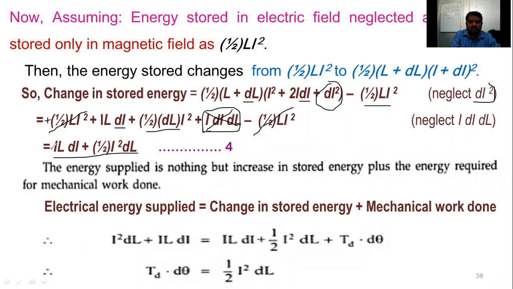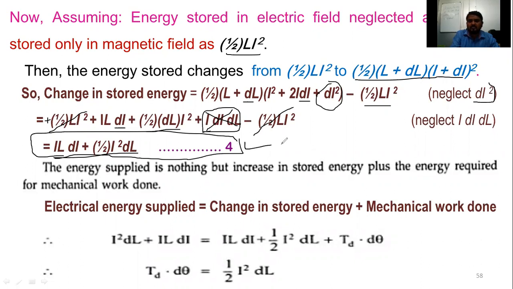This one we are going to write as equation number 4. Equation numbers 1, 2, 3 were easy, and this one is also easy. Initially, the energy stored in the magnetic field is 1 by 2 L I square. When it changes from this to this, the total change in the energy stored is nothing but final value minus initial value. By splitting the equation, we get this one here. Is it clear up to here?